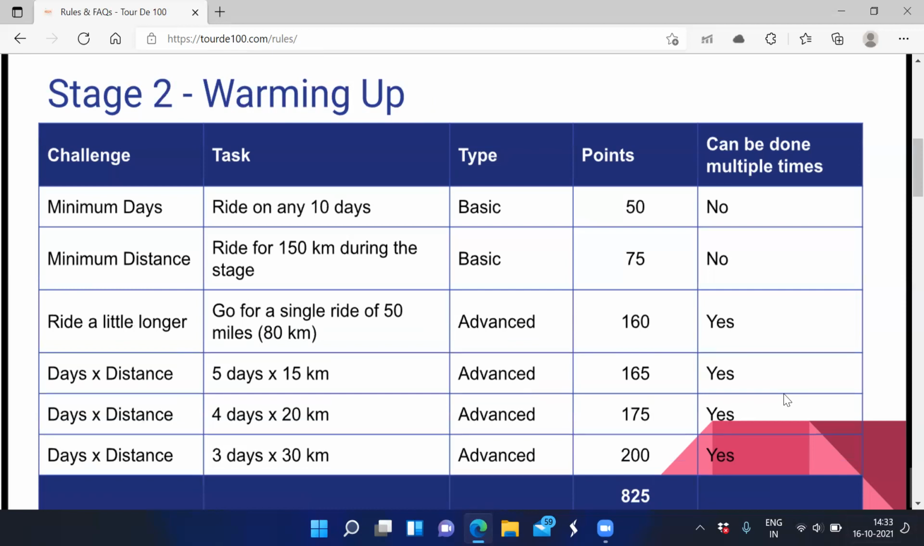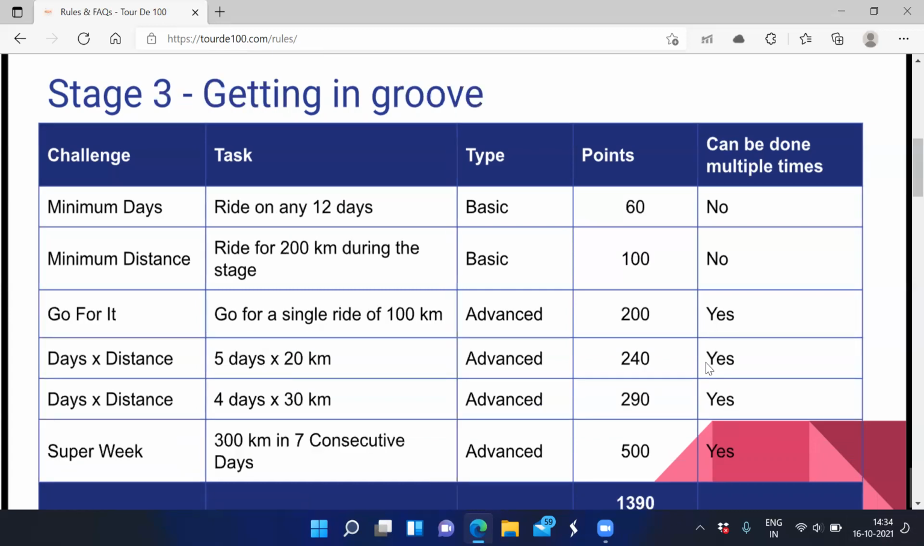Okay, moving ahead. Stage 2. This is the warming up stage. Over here, the kilometer count increases. Then you have to ride for 30 kilometers a day in order to have maximum points in your pocket. Now moving ahead, this is stage 3, wherein the madness begins.